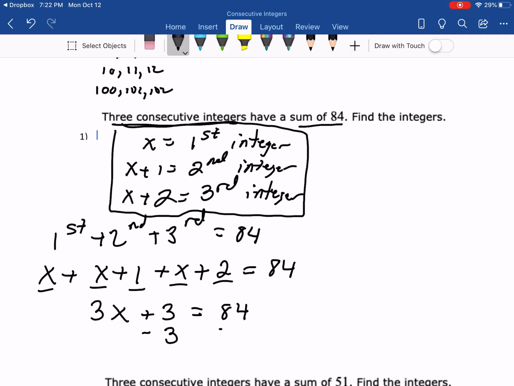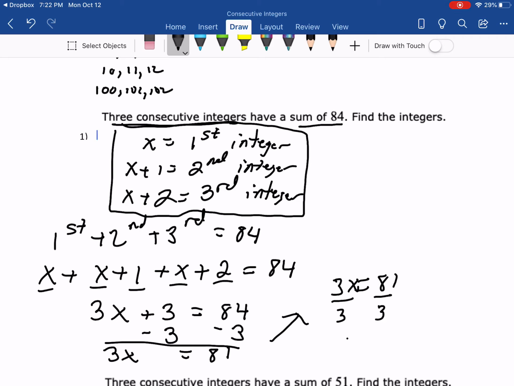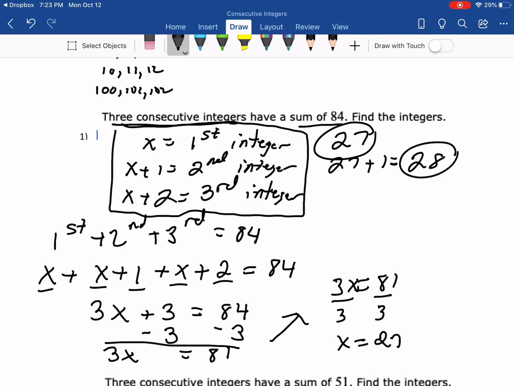So we're going to subtract 3 from each side. 3x equals 81. We write this over here. And we'll divide each side by 3. So that means x is 27. So the first integer is x, so that's going to be 27. Next one, x plus 1, so that's 27 plus 1, which is 28. And the third one is x plus 2, so that's 27 plus 2, or 29.